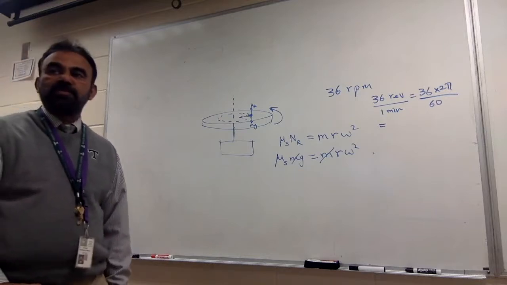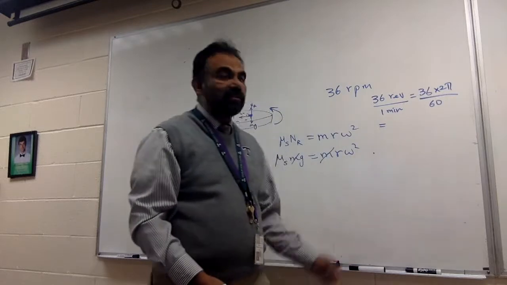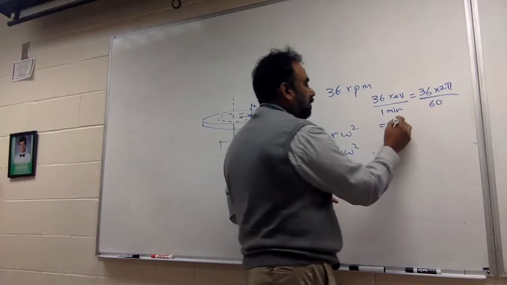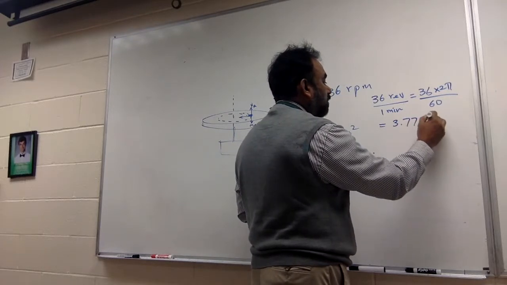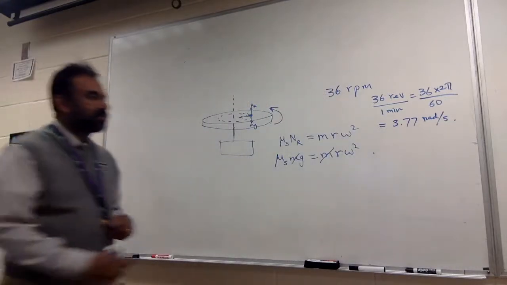So how many radians per second is that? You understand why I multiply by 2 pi? Because each revolution is 2 pi radians. 3.77 radians per second. That's omega.